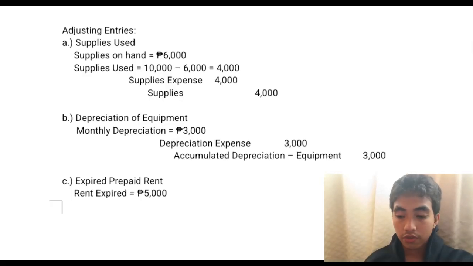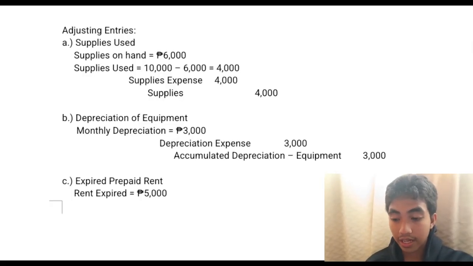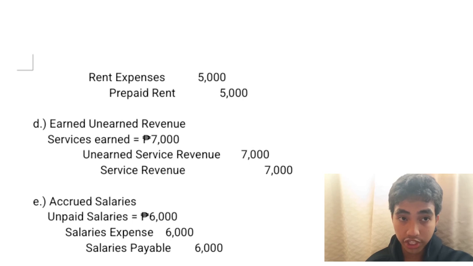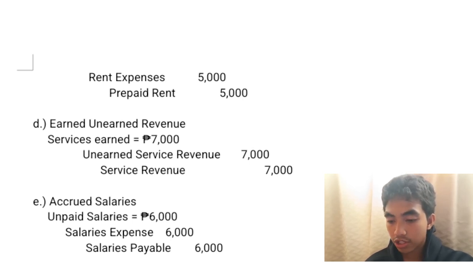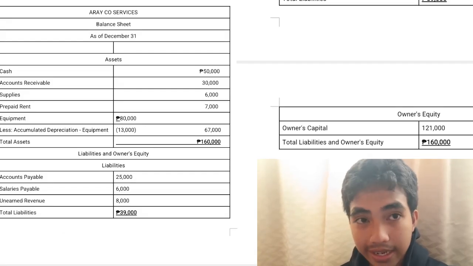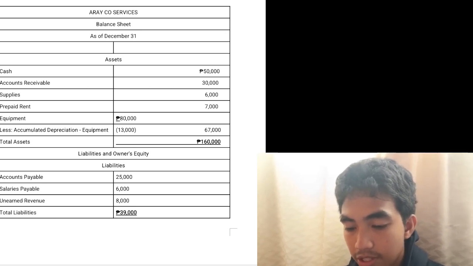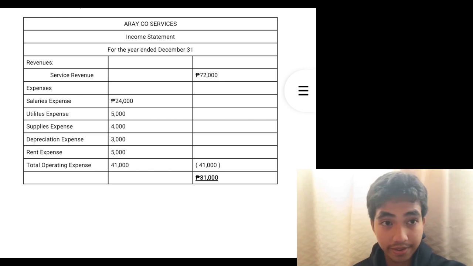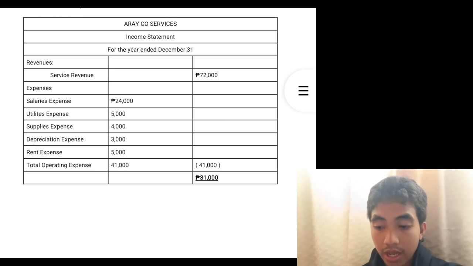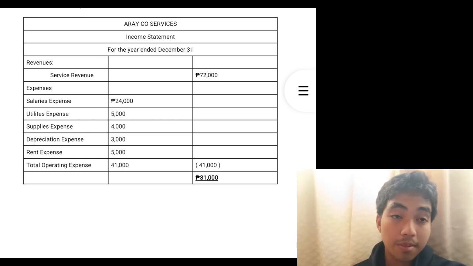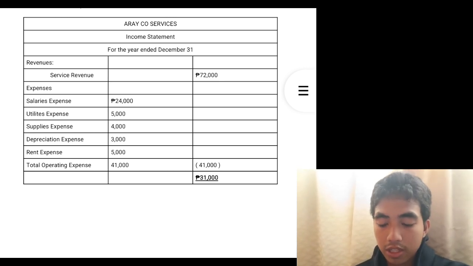So now let's proceed to the financial statements, which contain the income statement, balance sheet, and statement of changes in equity. Here in our income statement, it's obvious that we gained a profit, since the debit side is 41,000 and the credit side is 72,000. For us to see the total of both sections, we need to add the profit on the debit side, so that we will get the total of both sections, which is 72,000, and we gain a profit of 31,000. And let's proceed to the balance sheet.